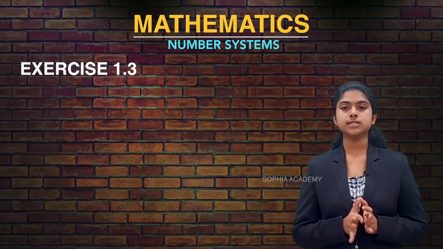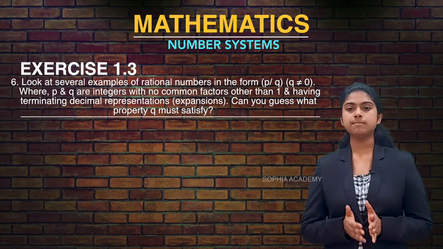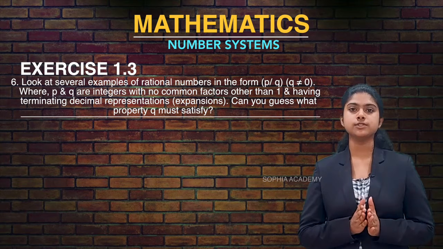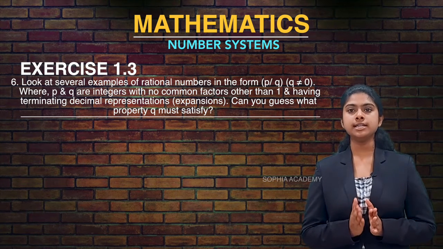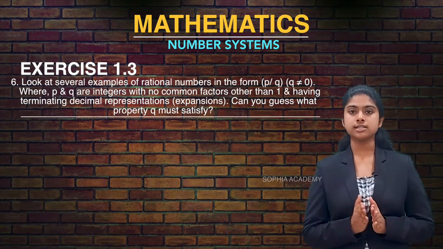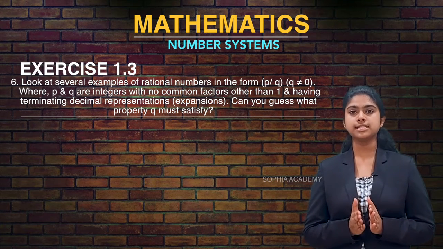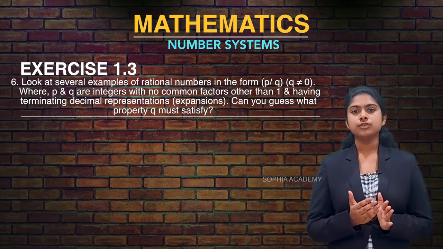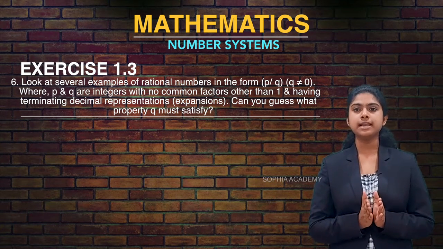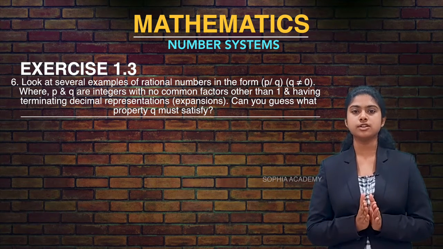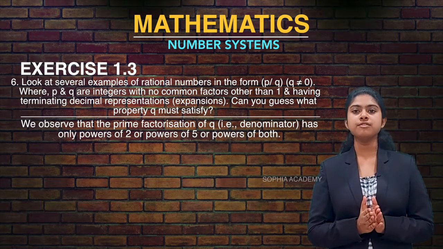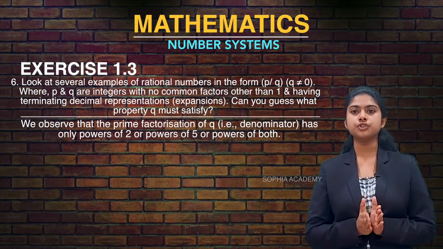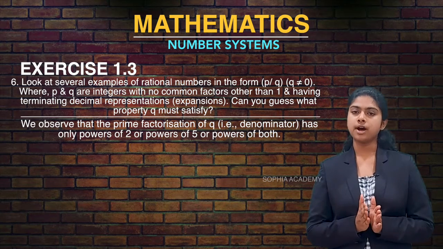So coming to question number 6. Look at several examples of rational numbers in the form of p by q, q not equal to 0, where p and q are integers with no common factors other than 1 and having terminating decimal representation. Can you guess what properties q must satisfy? For the solution, let us look into the decimal expansion of the following terminating rational numbers. We observe that the prime factorization of q, that is the denominator, has only powers of 2 or powers of 5 or powers of both.